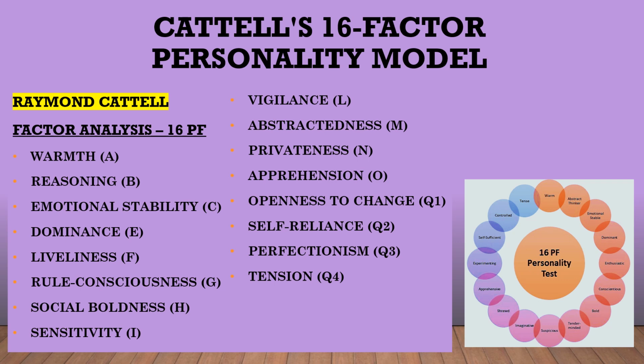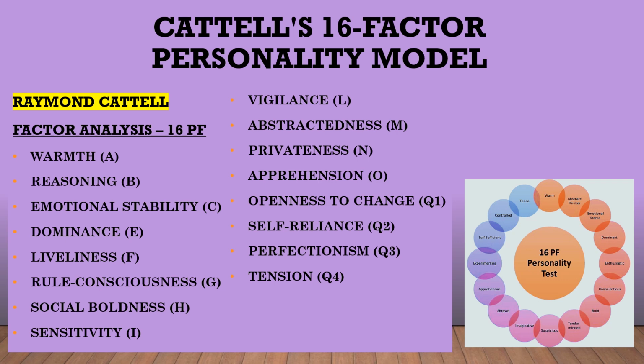Cattell's 16-factor personality model is also known as the 16 Personality Factor, or 16PF. Here are the 16 factors identified in the Cattell 16PF model: warmth, reasoning, emotional stability, dominance, liveliness, role consciousness, social boldness, sensitivity, vigilance, abstractedness, privateness, apprehension, openness to change, self-reliance, perfectionism, and tension. Each factor represents a particular aspect of personality.